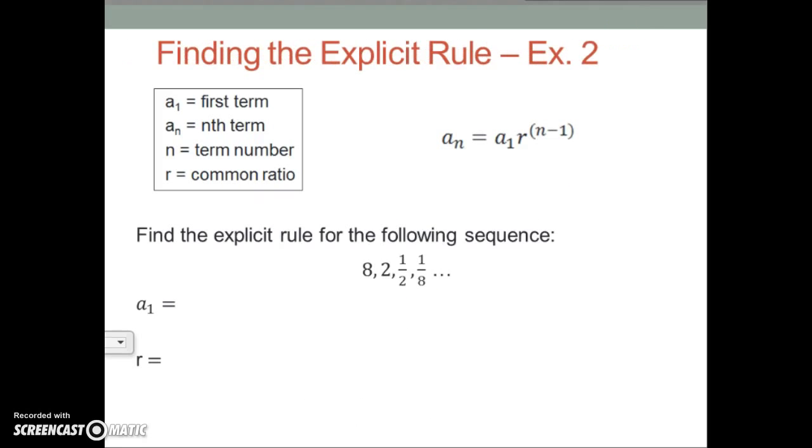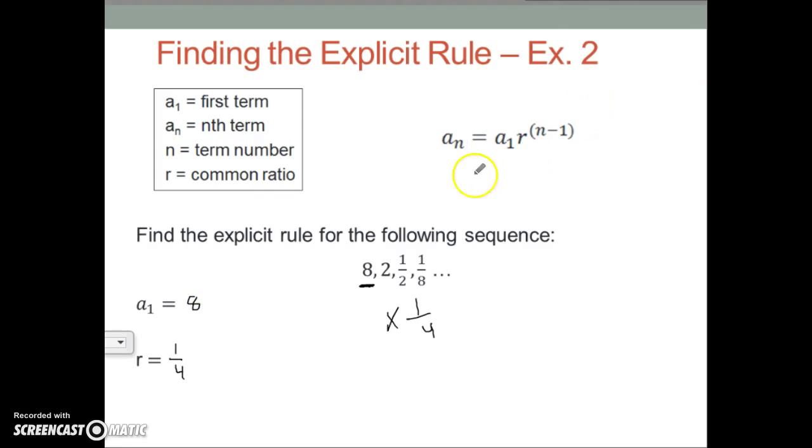Let's look at one more example. If we want to find the explicit rule for this sequence, this one looks a little tricky because when you notice in the sequence, we've got fractions. But remember, with geometric sequences, we can kind of use division to find what the rule is, but use multiplication to write it. So in this case, 8 to 2, think of it as 8 divided by 4 equals 2, but you want to multiply by the reciprocal. So we're actually multiplying by 1/4. So our common ratio, we multiply by 1/4, and our first term is 8.